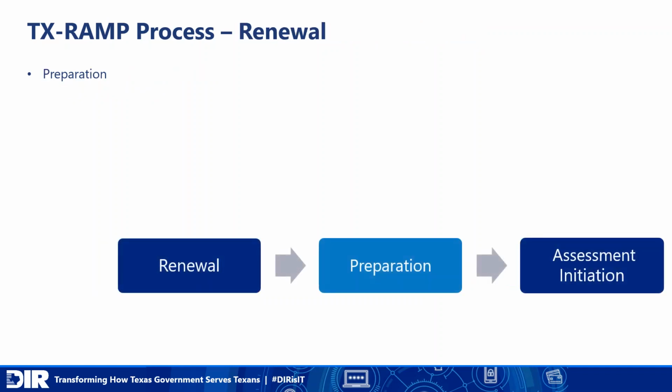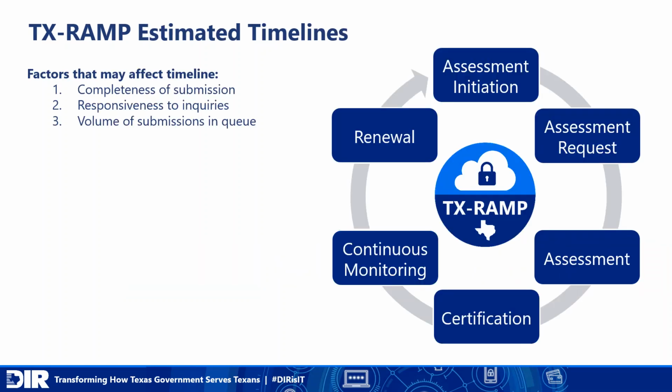Then, because your TextRamp certification does have an expiration date of 3 years, you will also need to prepare for renewal. What that would look like is, before your TextRamp certification does expire, you will prepare for renewal, also go through the assessment initiation process, start this process all over again, and aim for your target to have recertification before your active TextRamp certification expires. So just things to consider. That wraps up the process.